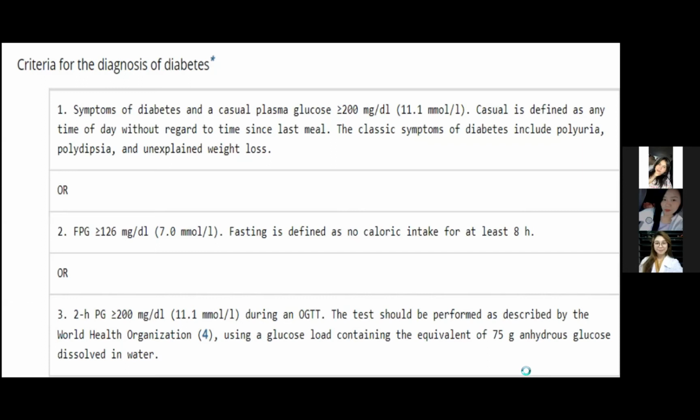Another one we have is for OGTT, that is 2-hour PG greater than or equal to 200 milligram per dL. This test should be performed as described by the World Health Organization, using a glucose load containing the equivalent of 75 gram anhydrous glucose dissolved in water.